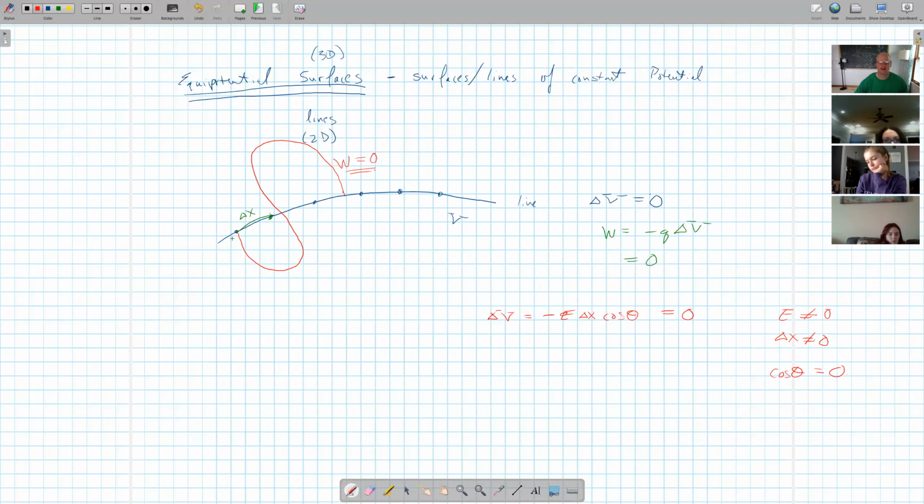So the only way I can have, again, my work being 0 or my change of potential to be 0 is if in this expression, where in general I have a non-zero electric field and a non-zero displacement, because I'm not staying at the same point, the only way to have that true is if cosine of the angle is equal to 0. But where is cosine equal to 0? So for what angles is cosine equal to 0?